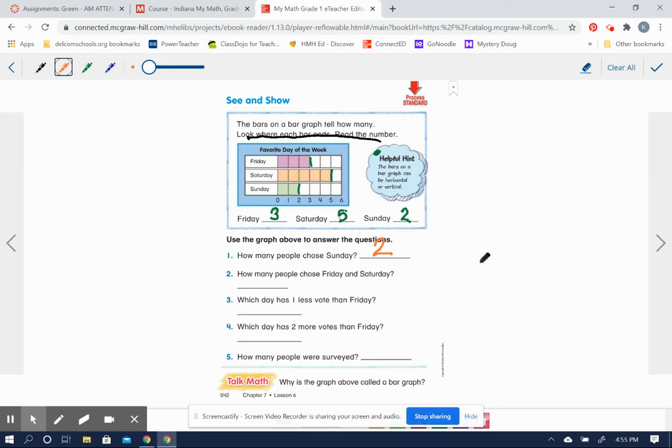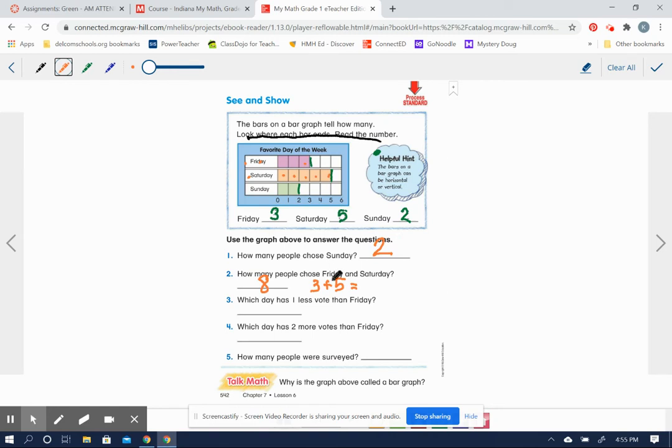Okay, number 2, how many people chose Friday and Saturday? So that means you're going to add the 2 numbers. Friday was 3 and Saturday was 5. So how many people chose Friday and Saturday, that would be like adding these two numbers together. Okay. 3 plus 5 equals, I hope you said 8. Now, let's count the boxes just to make sure. Friday and Saturday, that's the top two, the purple and the orange. Ready? 1, 2, 3, 4, 5, 6, 7, 8. Yes.